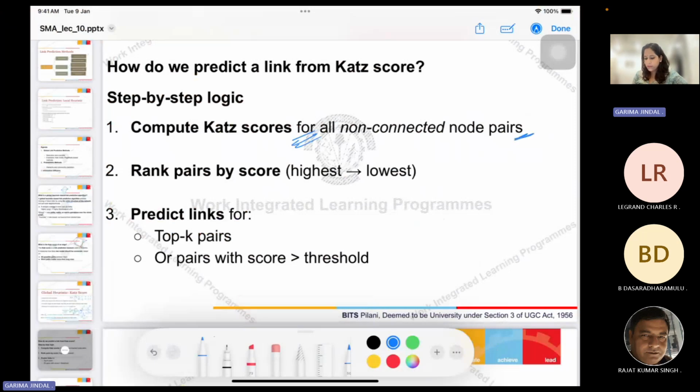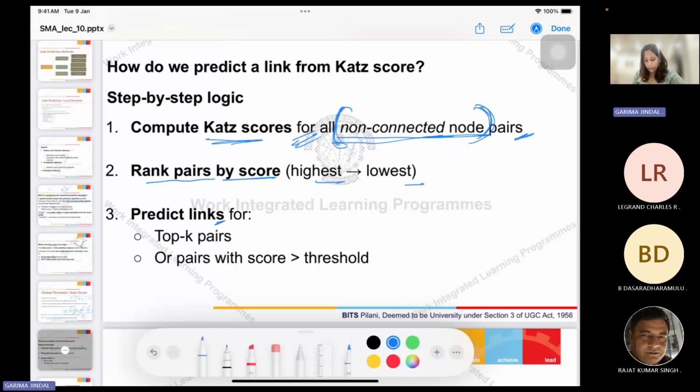For each pair of non-connected nodes, this is important here. You need not consider those pairs where you already have an edge, because this algorithm is for predicting a new edge. So you only consider the pairs of nodes that are not connected. Once you have all those pairs, you calculate the CART score, then rank the pairs by score from highest to lowest. Once you have this ranking, you can predict the links.